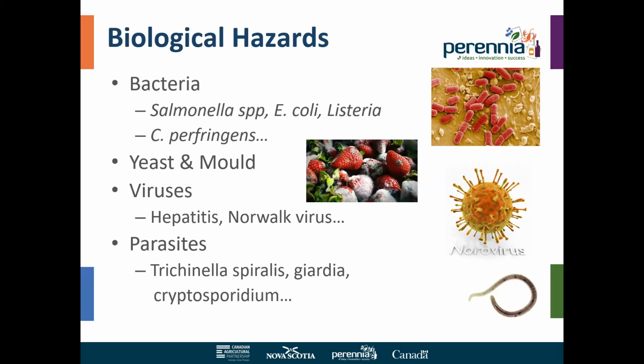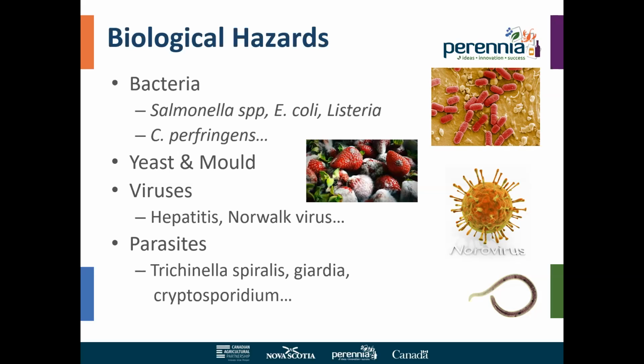So what are some examples of biological hazards? Well, there are many different examples. There are types as well. So you have bacteria, yeast and mold, viruses, and parasites. So bacteria are the smallest and they're seen only under a microscope. Now there's such a thing as good bacteria and bad bacteria. The bad bacteria are the ones that we're concerned about. So those are the pathogenic bacteria. And some examples of those are Salmonella, E. coli, Listeria, Clostridium perfringens. Yeast and molds, there are also good yeast and molds out there.